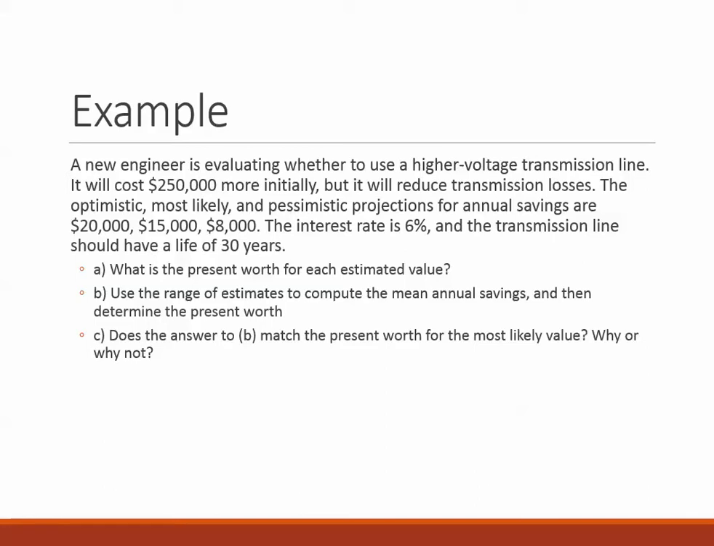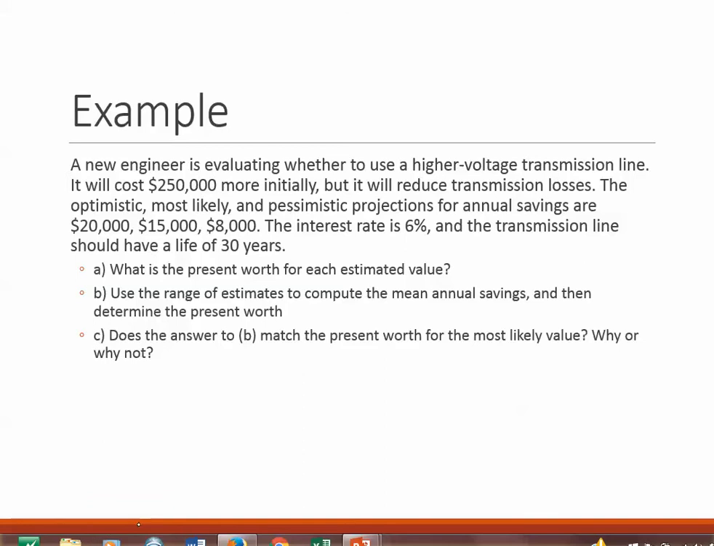A. What is the present worth for each estimated value? B. Use the range of estimates to compute the mean annual savings and then determine the present worth. And C. Does the answer to B match the present worth for the most likely value? Why or why not? So let's begin over here.